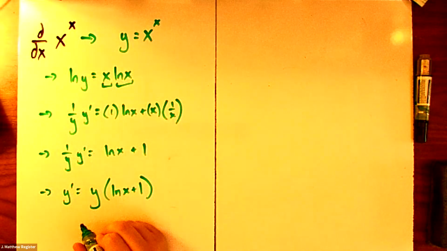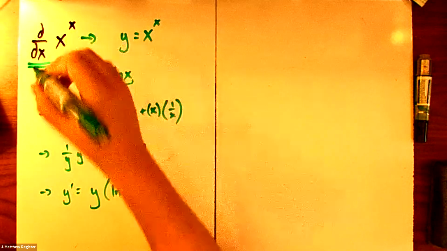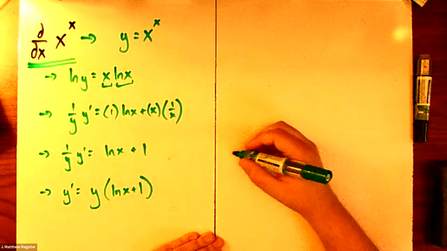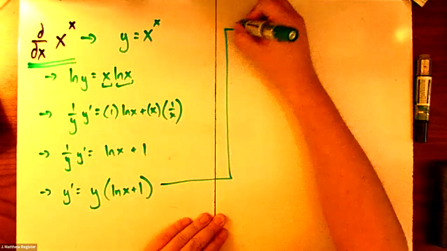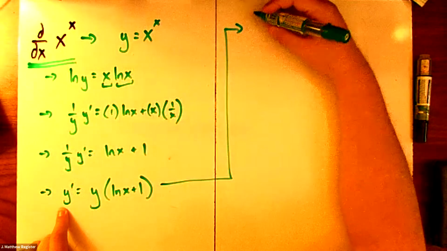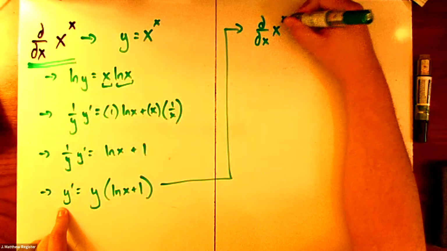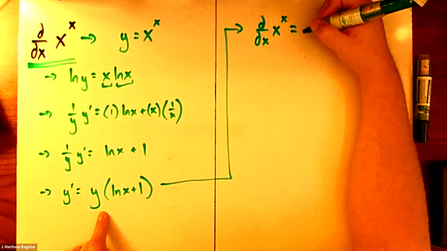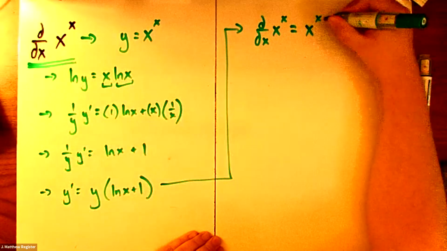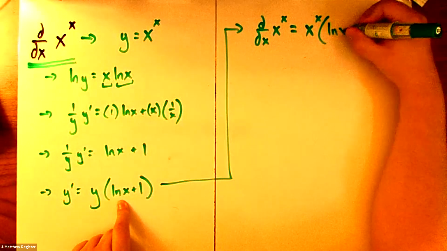This still isn't quite the answer, though, because remember, originally our goal was to figure out what d dx of x to the x is, and there was no y in that thing. And so y prime, well, y prime, remember, is just d dx of x to the x. Y, we said, is x to the x. And then the natural log of x plus 1 just hangs out.